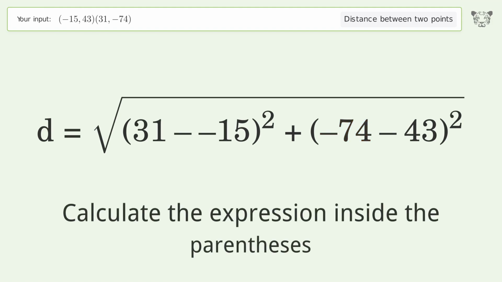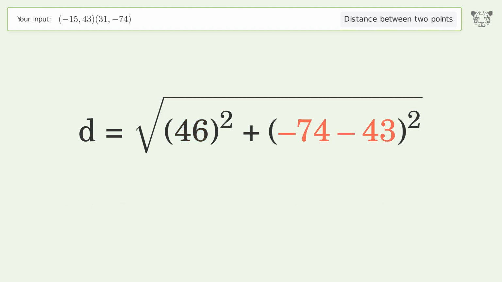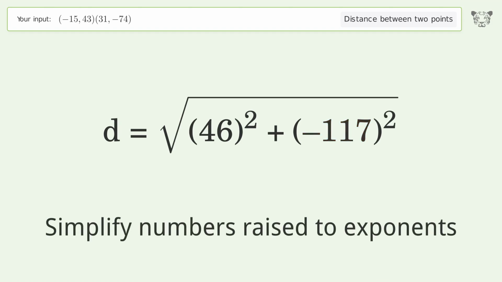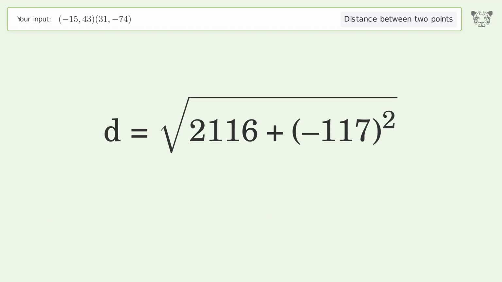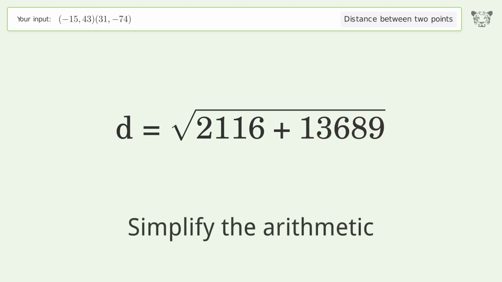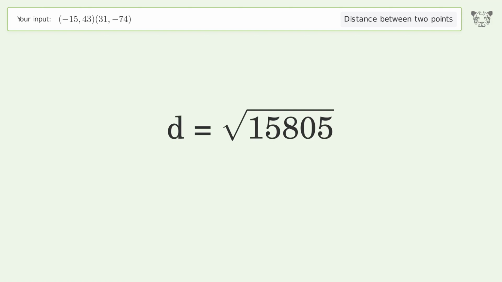Calculate the expression inside the parentheses. Simplify numbers raised to exponents. Simplify the arithmetic. And so the distance between the 2 points is the square root of 15,805, or 125.718.